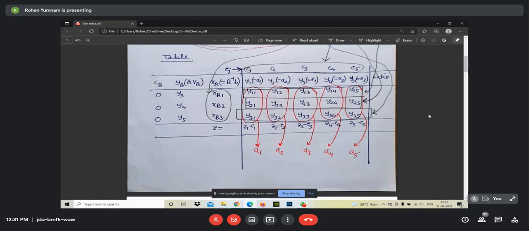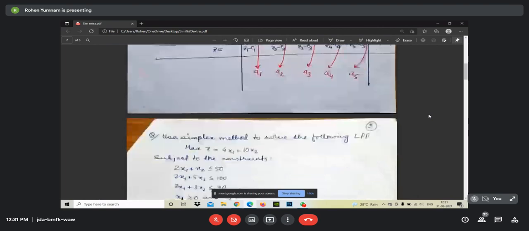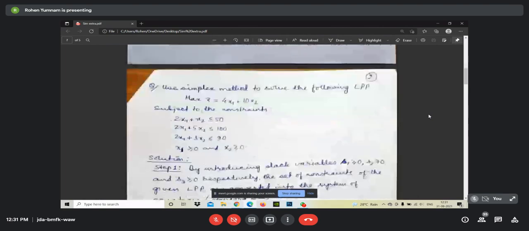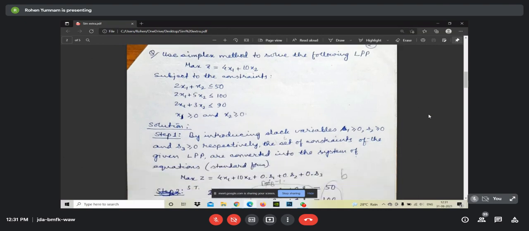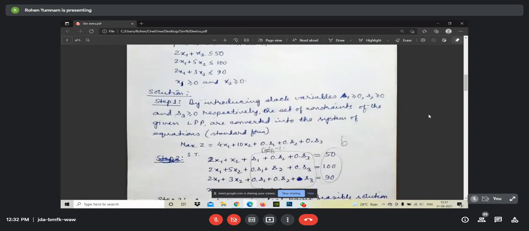After this, we will come to the problem now. The same problem is written here again. The question is asking: use the simplex method to solve the following LPP. It is maximum Z of this, subject to the constraints. The constraints are these: x1, x2 are the variables, restricted variables.